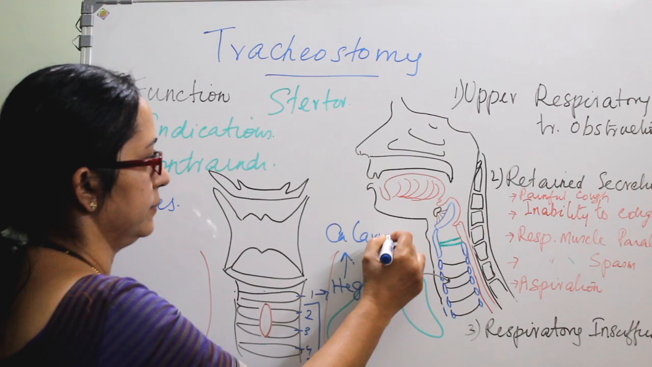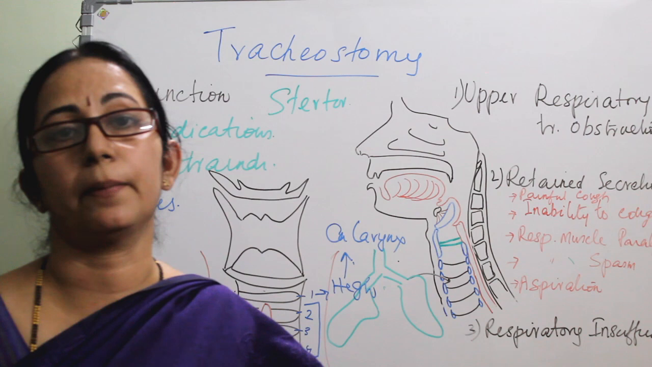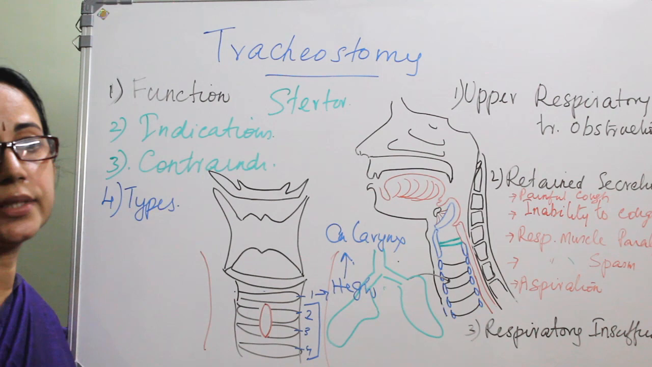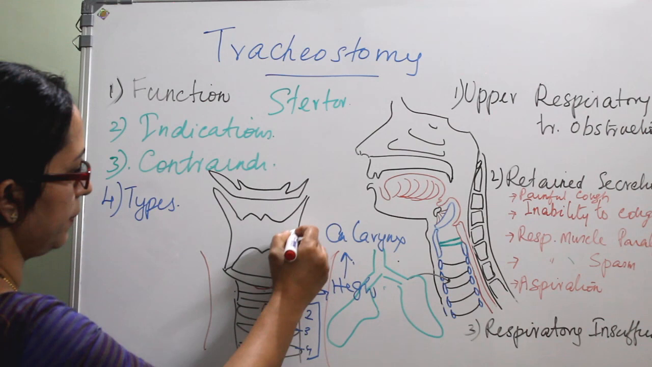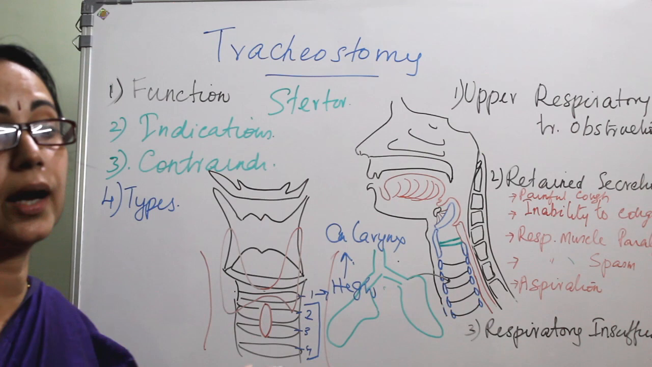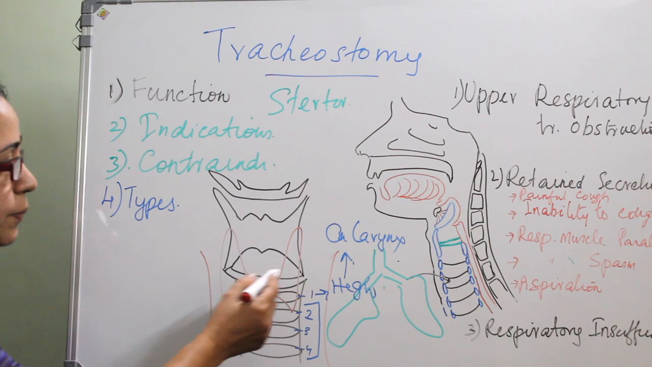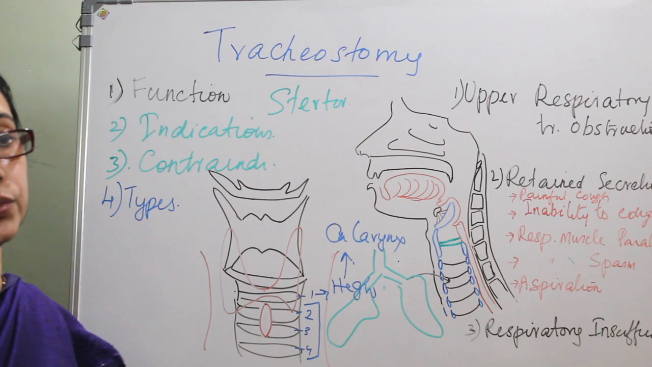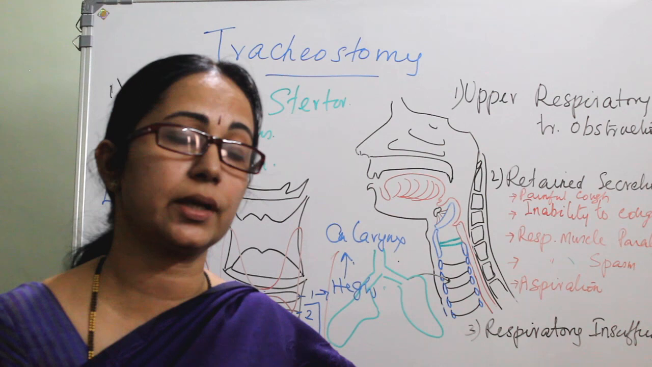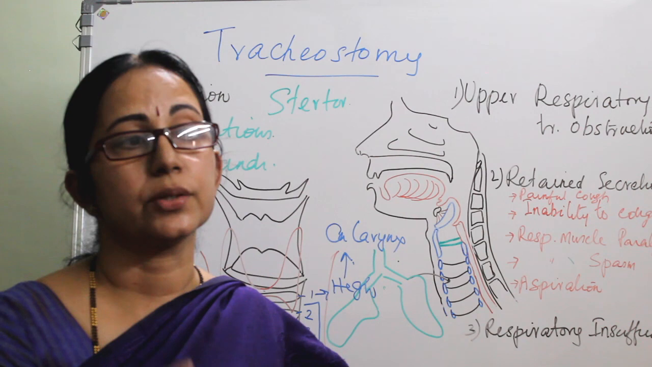Otherwise, what is a complication that can happen if we go for a high tracheostomy? I already told the thyroid isthmus is coming in relation to that. The isthmus of thyroid will come like this. So a high tracheostomy can lead to perichondritis of the thyroid cartilage, or second, it can lead to a subglottic stenosis. If you are doing this area, it will go for a subglottic stenosis. So the complications of high tracheostomy: one is perichondritis of the thyroid cartilage, and second, it can go for a subglottic stenosis. And so we usually will not do it there.